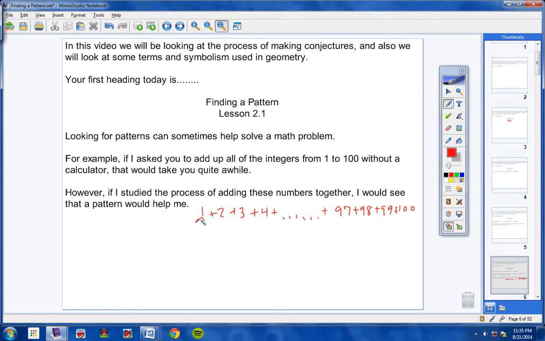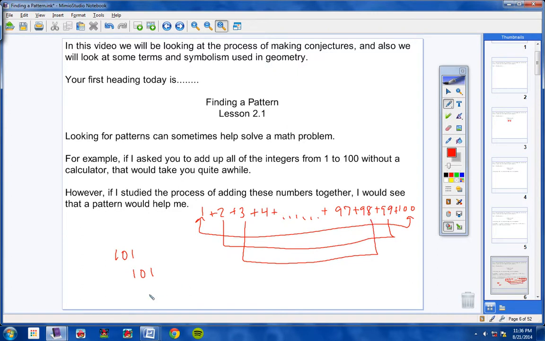If I take my first number and add it to this number, I get 101. And if I take my second number 2 and add it to 99, I get 101. And if I take my third number 3 and add it to 98, I'll get 101. And if I take 4 and add it to 97, I get 101. And guess what, students? This pattern continues all the way through. So really, all that I have to do is ask myself, how many sets of 2 do I have from 1 to 100? And the answer is 50. So I will have 50 101s throughout this entire pattern. So I really could just take 101 times 50.